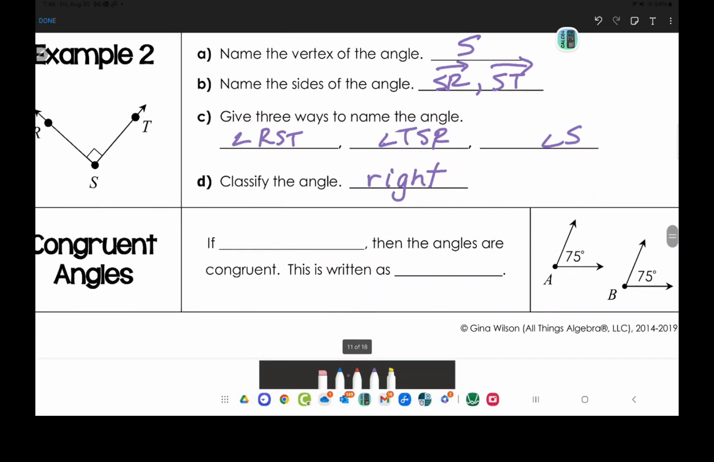All right. Talk about congruent angles. If the measure of angle A is equal to the measure of angle B, then the angles are congruent, which means angle A is congruent to angle B.